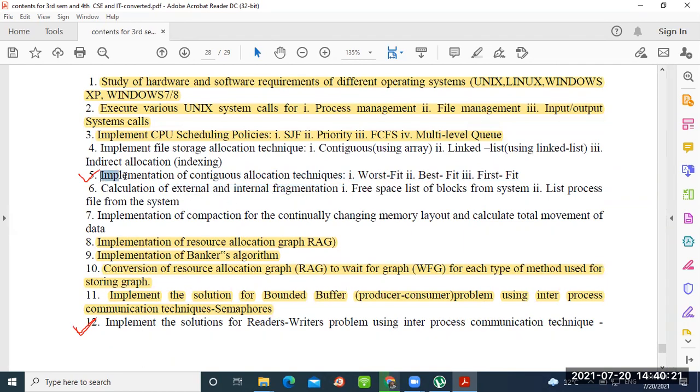So in today's lab class we are going to solve this. All of you may write this as the name of the experiment: using C program implementation of continuous allocation technique, or continuous memory allocation technique.